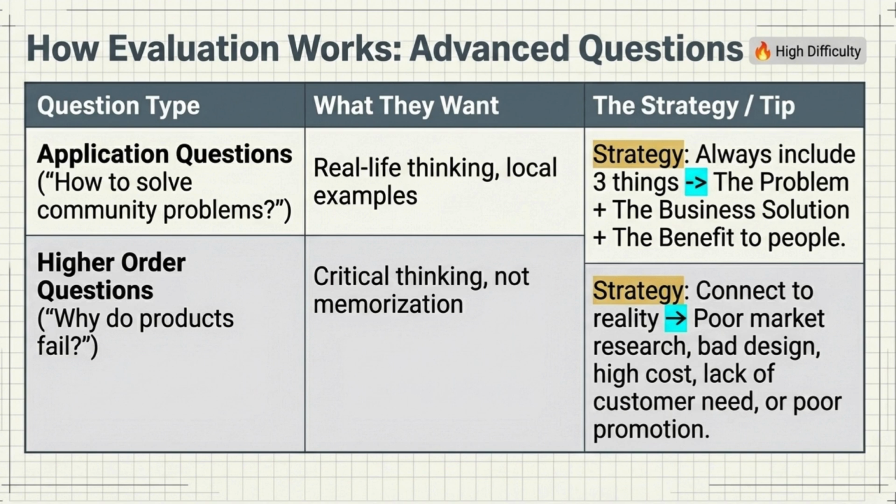For objective questions, here is an example. Product development begins with A. Selling, B. Idea generation, C. Packaging, D. Marketing. The correct answer is B. Idea generation. Always start from the beginning stage. Now for higher order questions, which is very important, here is an example. Why do some products fail after development? They want thinking, not memorization. So here is the possible answer you should give. Poor market research, bad design, high cost, lack of customer need, or poor promotion.